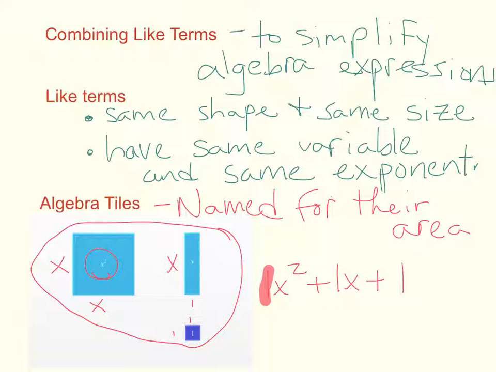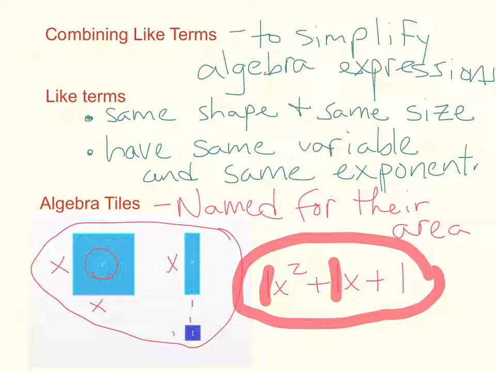Now, just to let you know, this one and this one do not have to be there. I like to put them there because it reminds me that x squared means I have 1x squared, and x means I have 1x. But that is considered simplified because you cannot put those things together, because you can't add an x squared with an x because they're different sizes, different shapes. Can't add an x to a 1 because they're different shapes, different sizes. So let's look at what we can put together on the next slide.